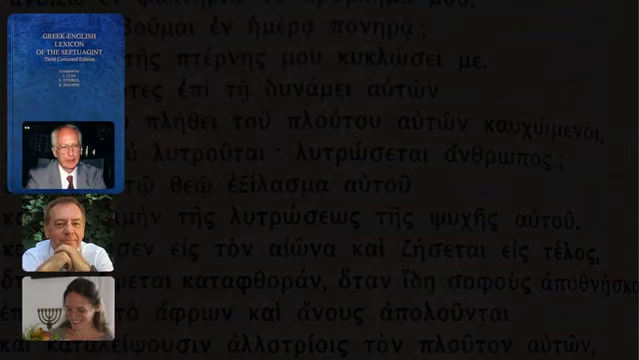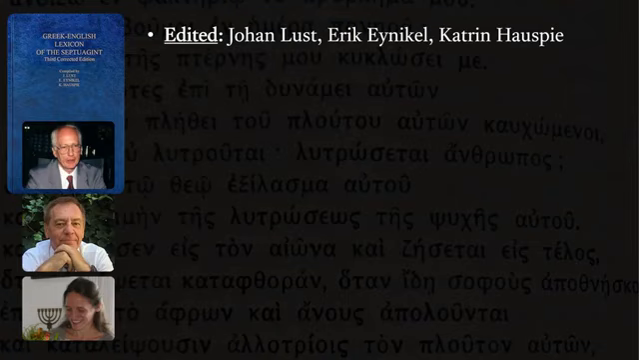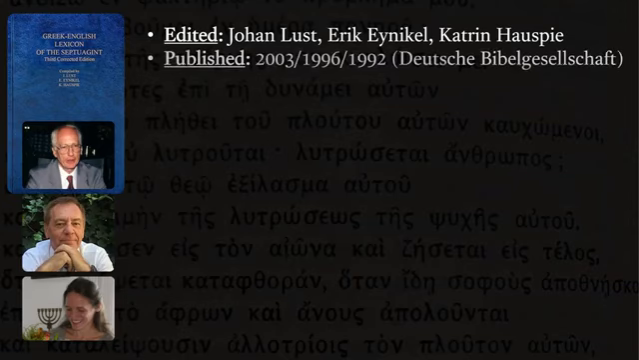This is the Greek English lexicon of the Septuagint, often abbreviated LEH for its editors, Johann Lust, Erik Eynikel, and Katrin Hauspie. So often you'll refer to this as LEH. This was published most recently, at least, in 2003. Its second edition was in '96. The first edition was 1992, and it's put out by the German Bible Society.